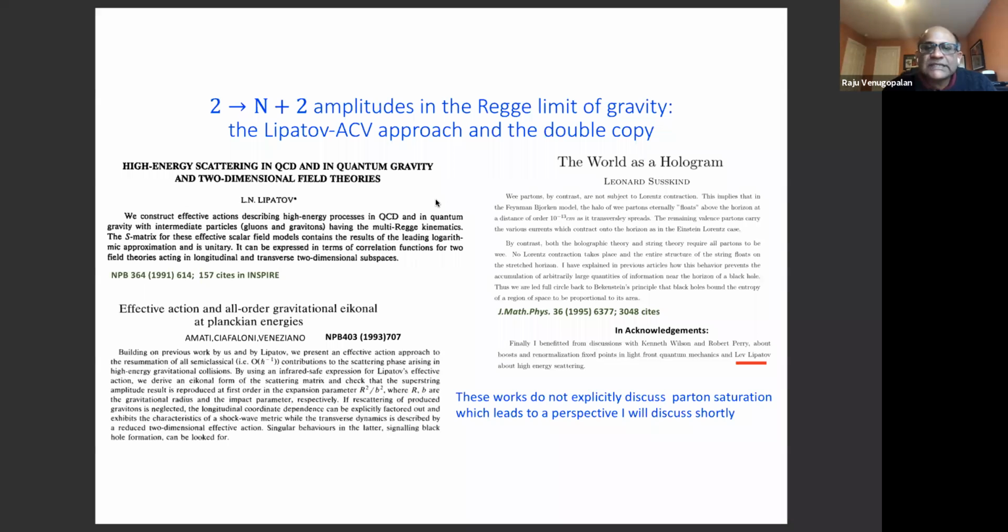Now, implicitly in Lipatov's work are the ideas of parton saturation, and his work can actually be connected to ours on the CGC through a one-to-one map where we understand our color sources in terms of his quark-quark region or gluon-gluon region propagators. So there's this map that one can do. So it's implicit in his work.